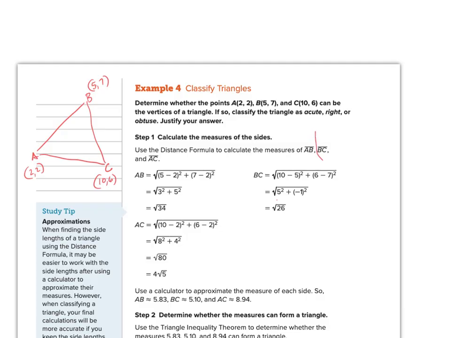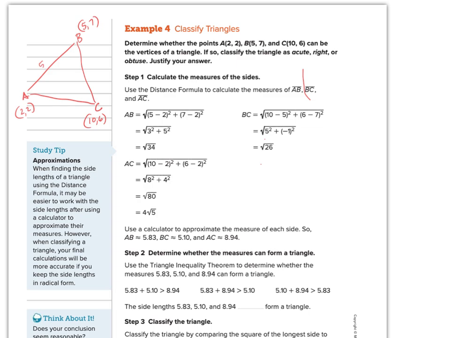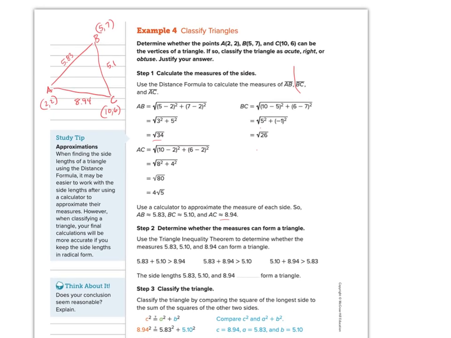So they said that AB is actually going to be 5.83 once they do the distance formula. BC is going to be 5.1 after the distance formula, and then AC is going to be 8.94, using the distance formula. And then now they have to determine the two smaller sides and the larger side. So the largest side should be C because that would be the hypotenuse across from the right angle.